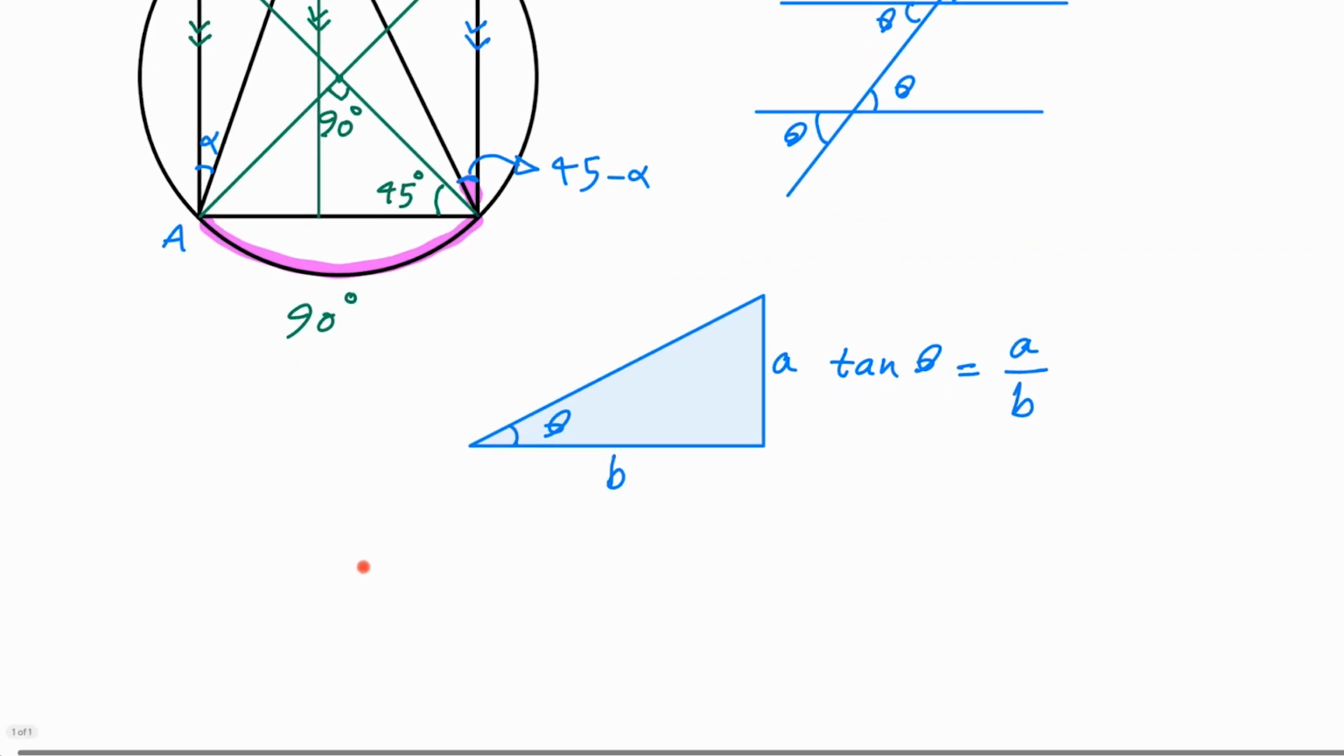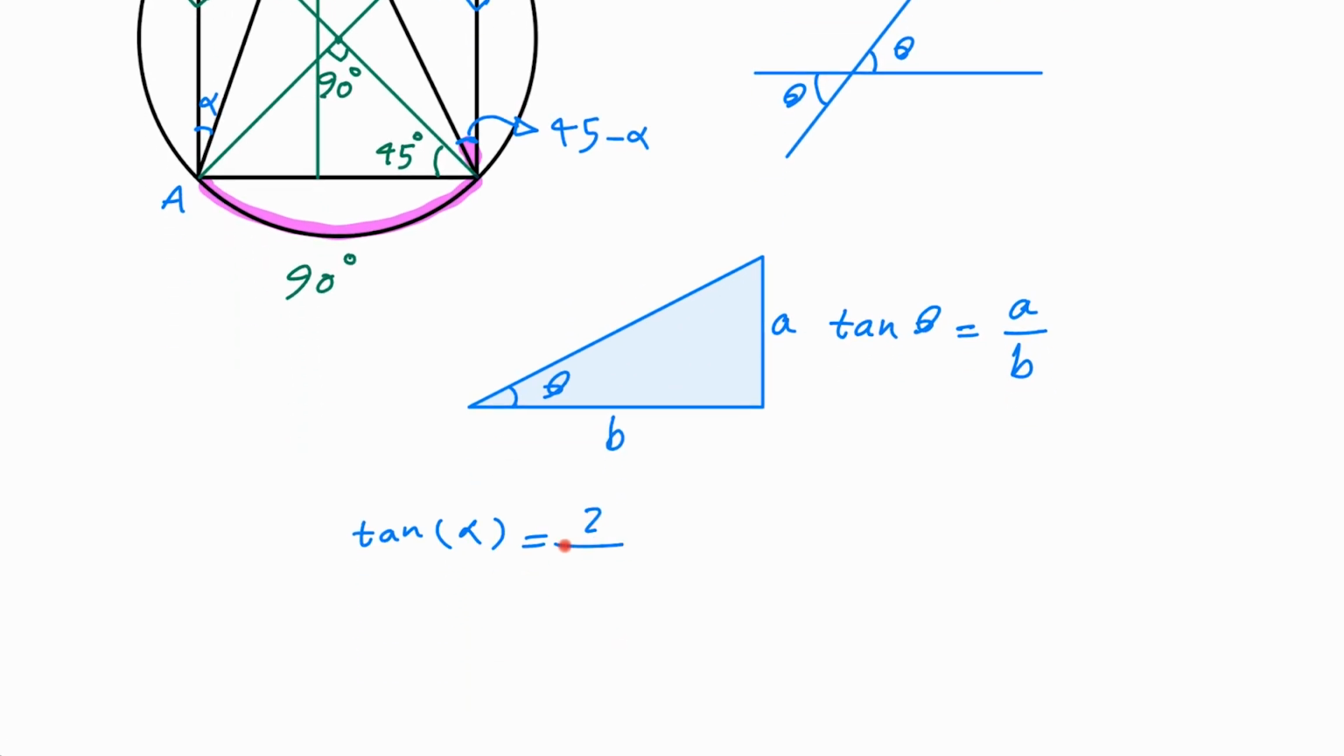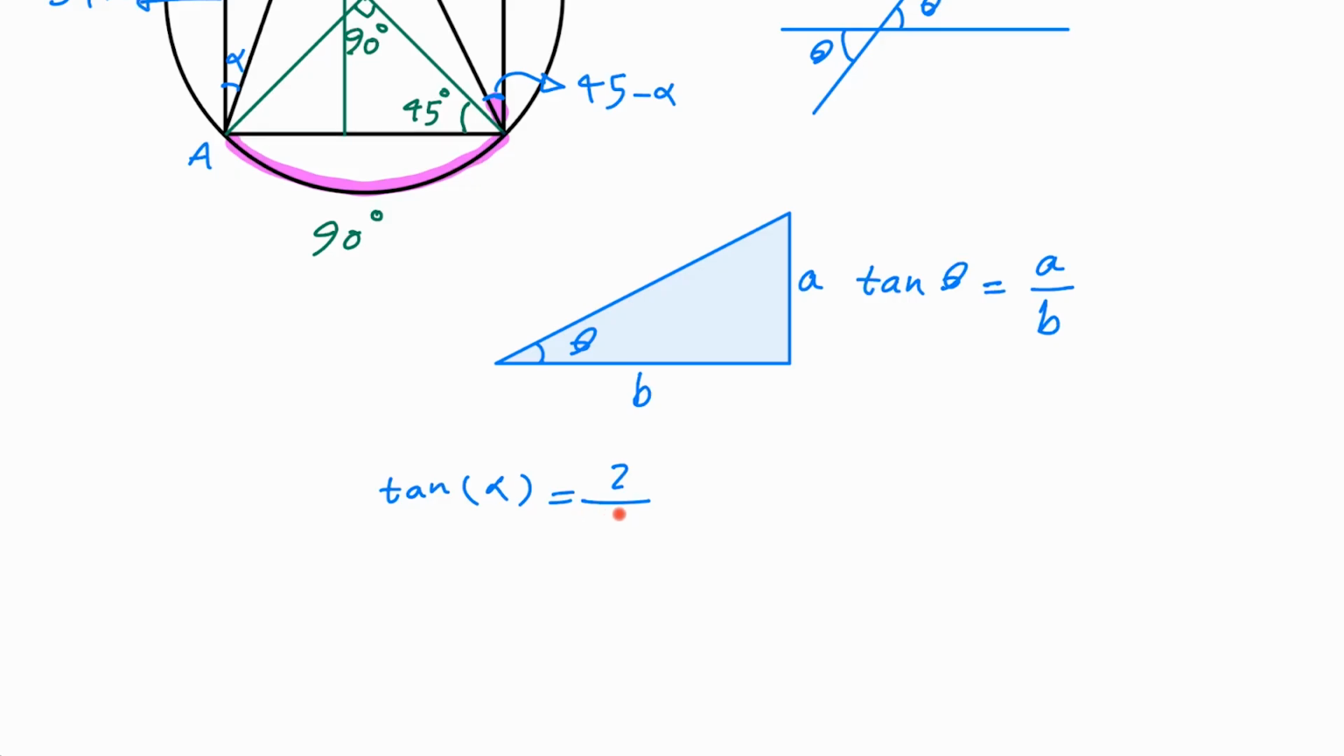So we can write tangent of alpha is equal to the length of the opposite side, which is 2, divided by this length. And we know that this side length is equal to this side length. We have 2 here, 1 here, and x here. So if we sum them, we get 3 plus x for this side length. So tangent of alpha is equal to 2 divided by 3 plus x.